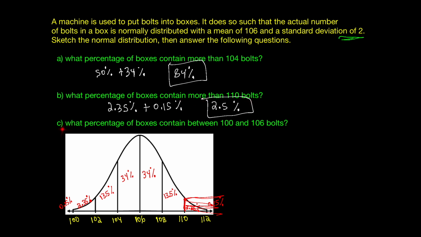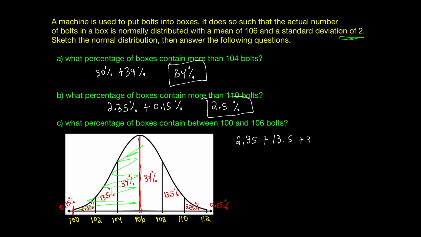Now let's look at part C. What percentage of boxes contain between 100 and 106 bolts? Now I'm going to begin at 100 and my upper bound is going to be 106. So I'm at 100 and I'm going to stop at 106. That means that I've got to get all of the area that's in between. So I can add these three quantities, the 2.35 with the 13.5 plus the 34. So I get 2.35 plus 13.5 plus 34.